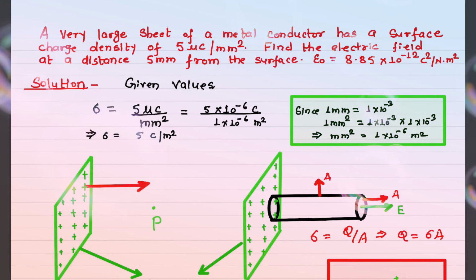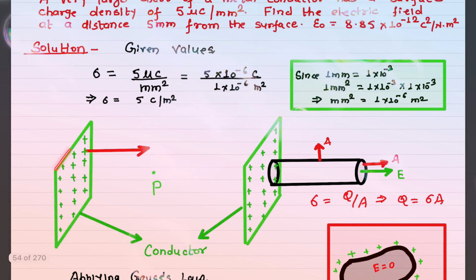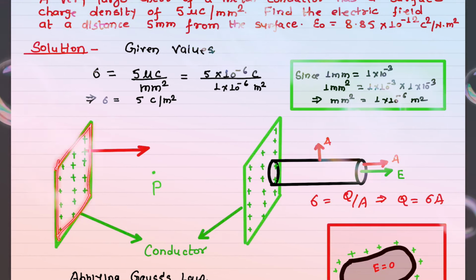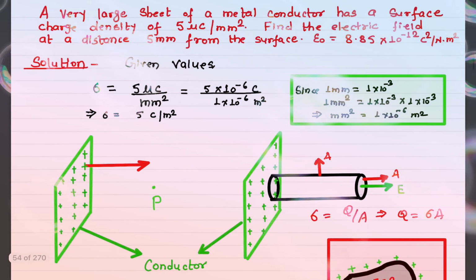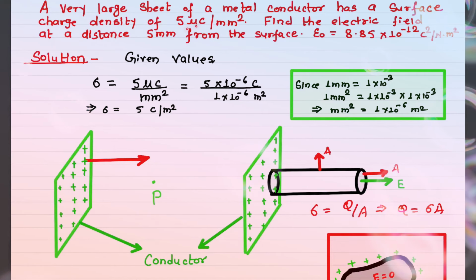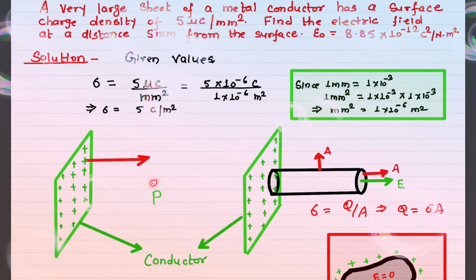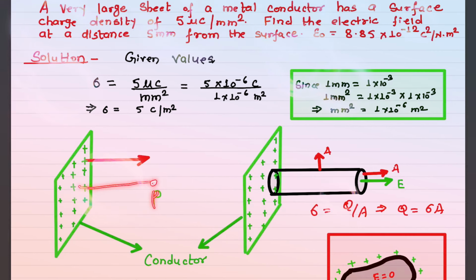In this video, I will talk about the electric field due to a large metal conductor. So here we have a large sheet of metal conductor that is positively charged. The surface charge density is given here, which is 5 microcoulomb per millimeter square. And we have to find out what is the electric field at a distance of 5 millimeter.